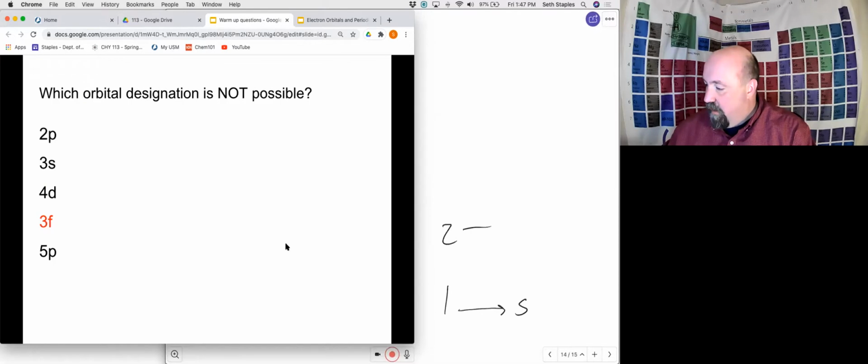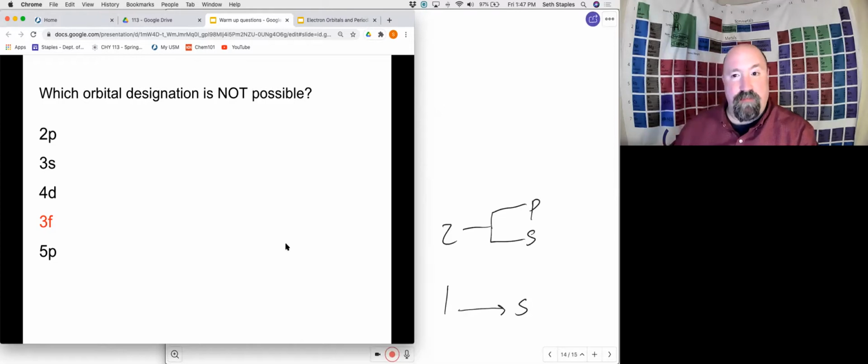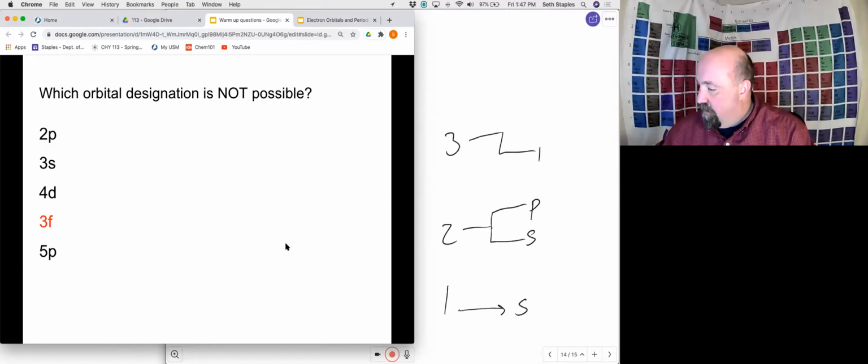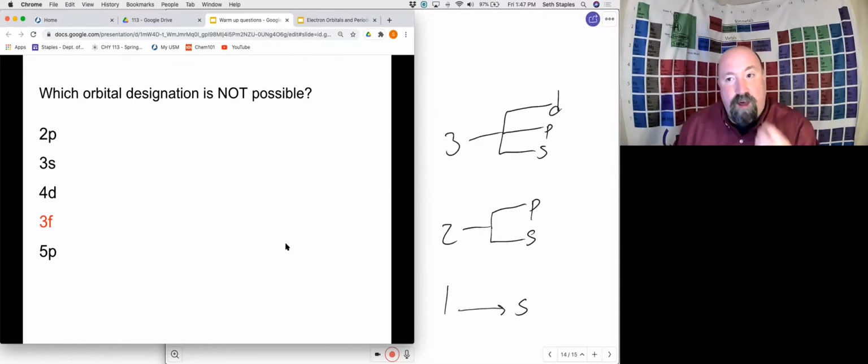Our second Bohr shell splits into an S sublevel and a P sublevel. So I could have a 2s orbital, or I could have a 2p orbital, but I could not have a 2d or a 2f. Similarly, the third Bohr shell splits into an S sublevel, a P sublevel, and a D sublevel. So it's possible for a 3s to exist, a 3p to exist, and a 3d to exist. It is not possible for a 3f to exist.